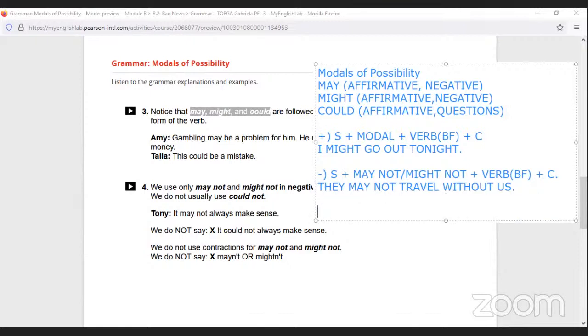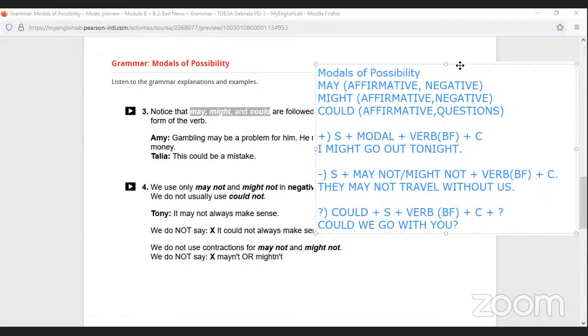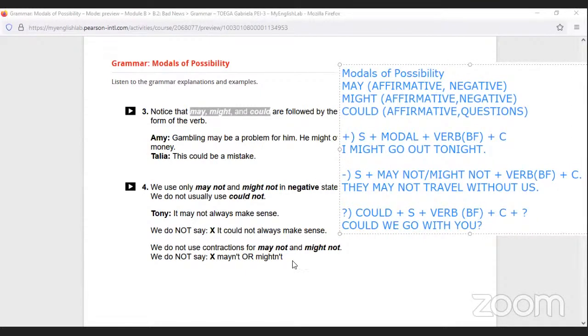When we talk about question, we could only use could. Could, always at the beginning, plus subject, plus the verb, but the verb in base form, plus the complement, and plus the question mark. For example, could we go with you? Okay, could we go with you? So we can use it for questions, okay?